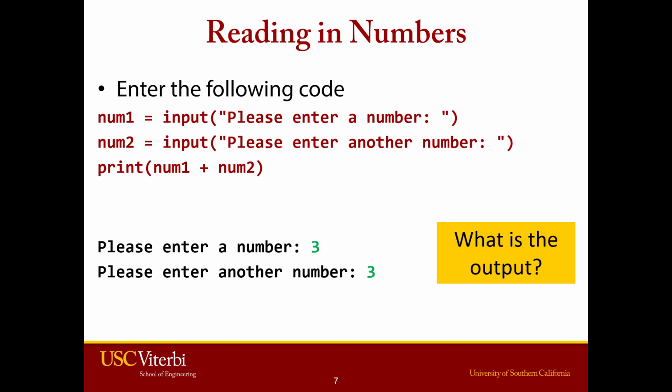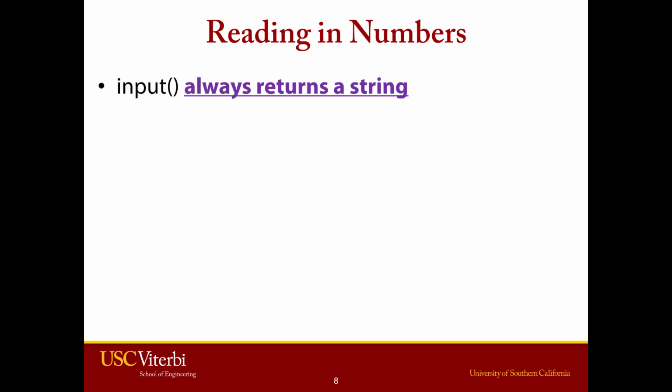Now, what happens when I do this code and I print them out? Think about that for a second. What's going to print out? Remembering that input always gives you a string. Perhaps surprisingly, it's going to give you 33. And hopefully you would want 6. And the reason it's doing this is because, again, input always gives you a string, not an int or a float by default. And the plus sign always combines, or concatenates, or squishes together two strings.